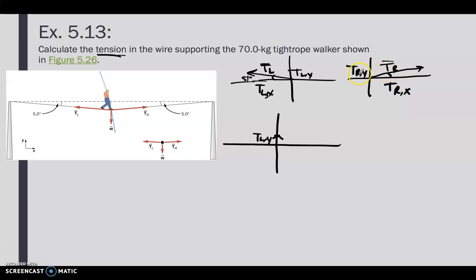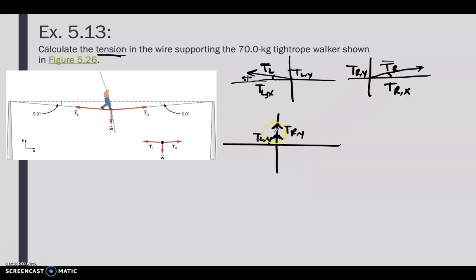Then we have, on this side, TRY, and that's about the same length here. So I'll try to make it as even as possible. So let's say it's that much. Okay, so it's like we're adding the two components together here. Okay, so we have TRY.